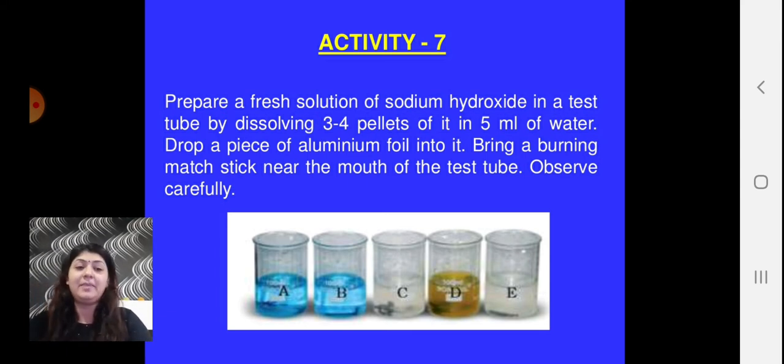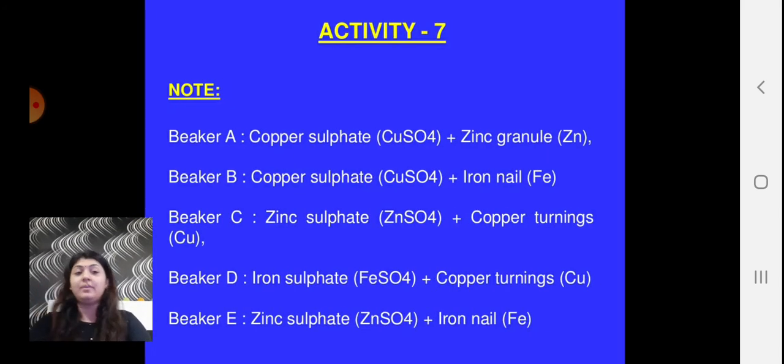You can see A, B, C, D, E. Now our next activity will tell you what we are supposed to do with these. In beaker A, there is copper sulfate and zinc granules. In beaker B, copper sulfate and an iron nail. In beaker C, zinc sulfate and copper turnings or copper powder.